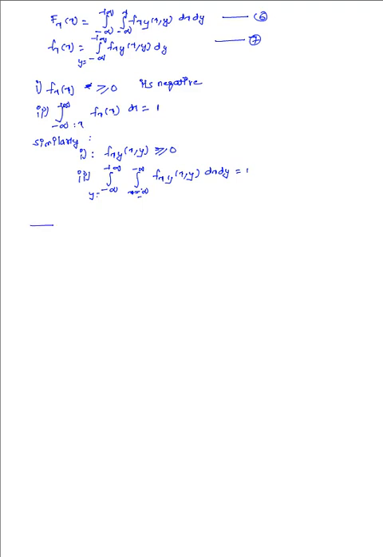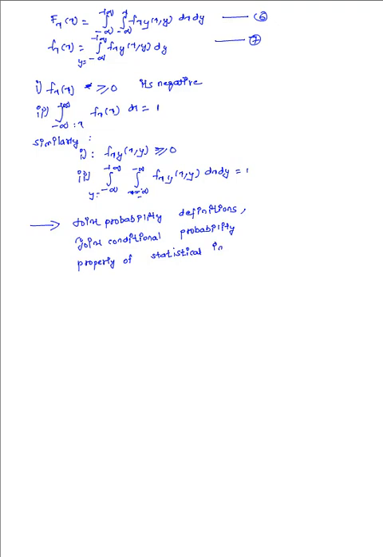In this session we have discussed the joint probability definitions, their distribution and also density definitions, joint conditional probability, the property of statistical independence for joint random variables, and associated probability functions.